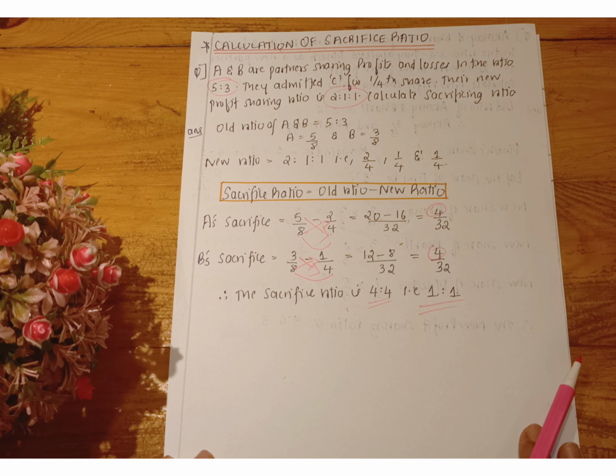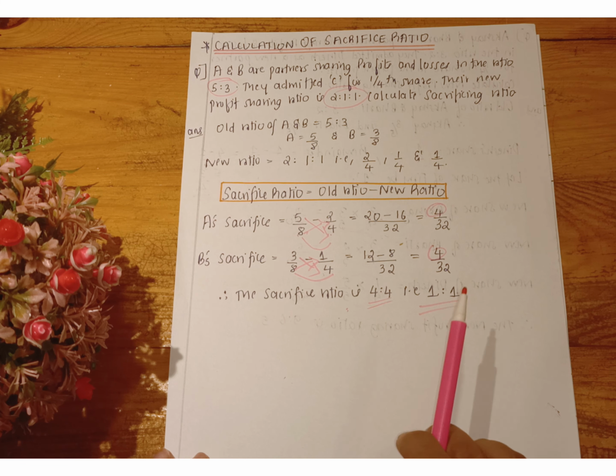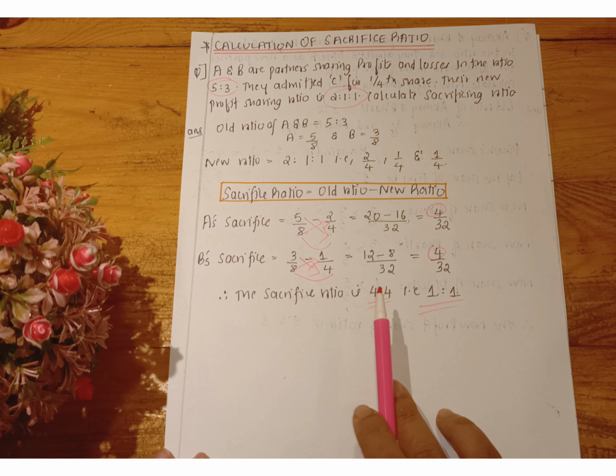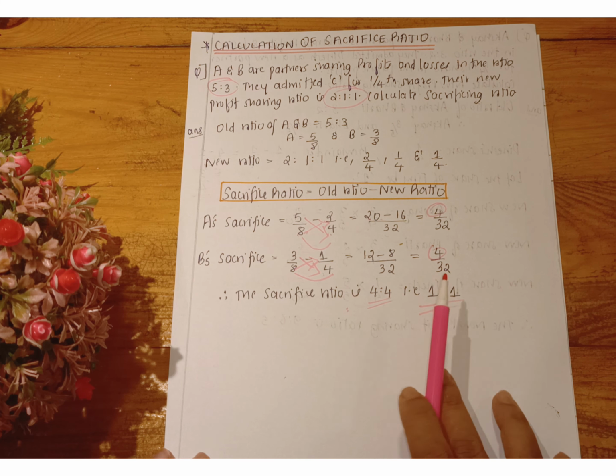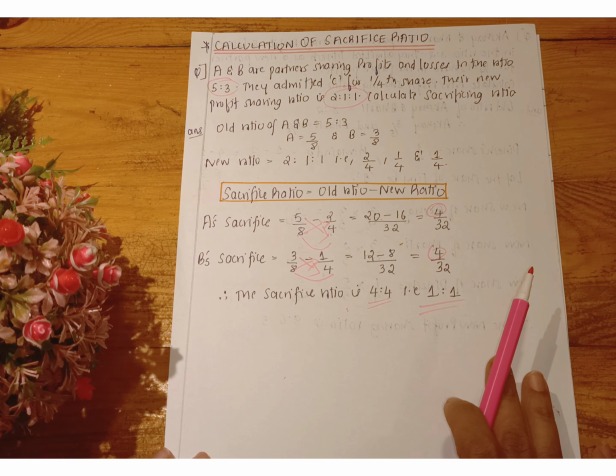Even for your exams, if you have an MCQ on these questions, always see whether the number is getting further reduced or not. For example, in the MCQ you may have the option of 1:1, but the answer that you have got after solving is 4:4. You might get confused that your answer is not in the options. Therefore always see whether the answer can be reduced. So this is the first problem on calculation of sacrificing ratio.